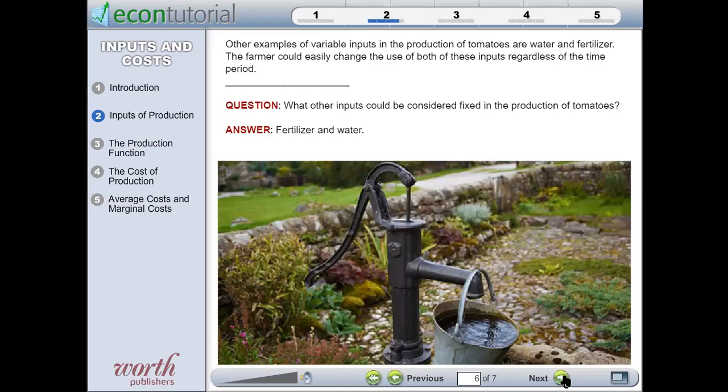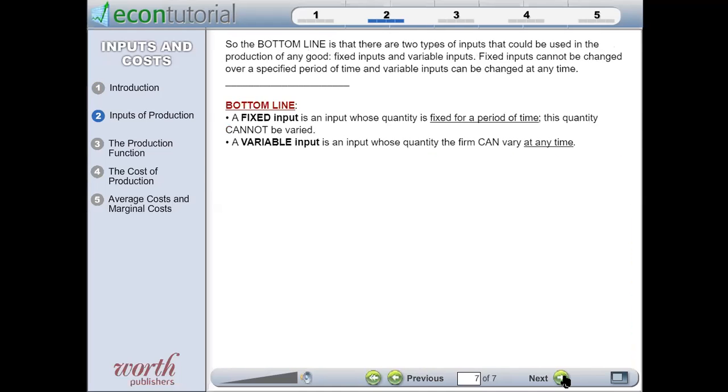So when we talk about tomato, we can talk about laborers, we can talk about fertilizers, we can talk about water. All these are variable inputs. But the land and the barns, they can be the fixed. Also the tractor, if there is a tractor involved in it, that can be one fixed input, and it would take a lot of money and a lot of time for a farmer, a small farmer, to get another one.